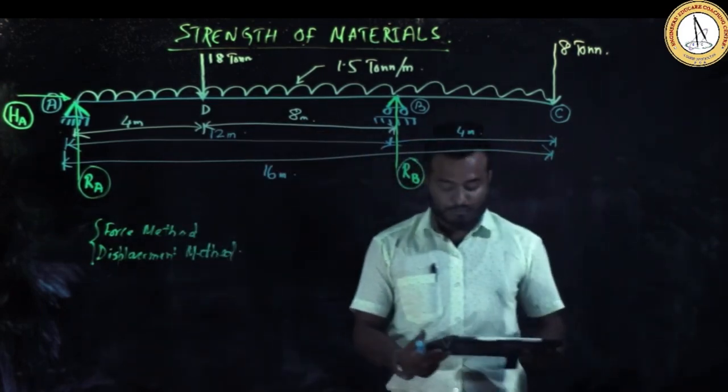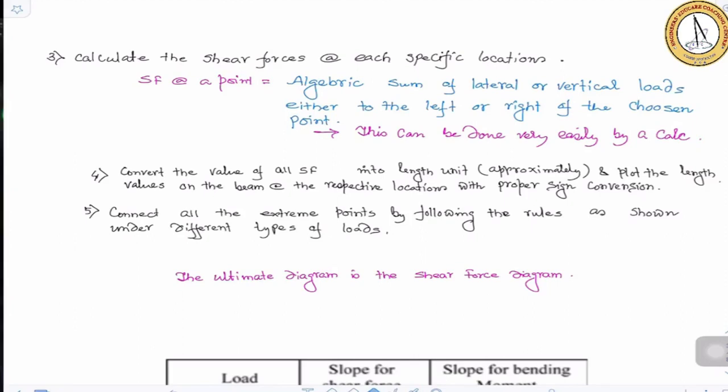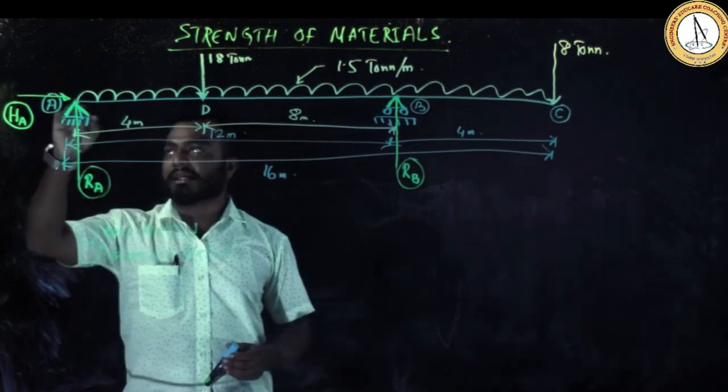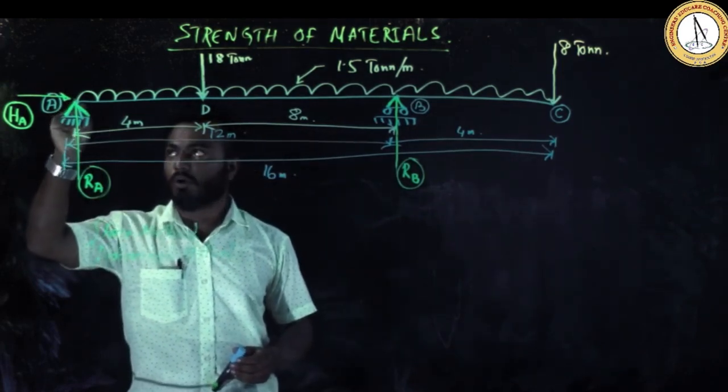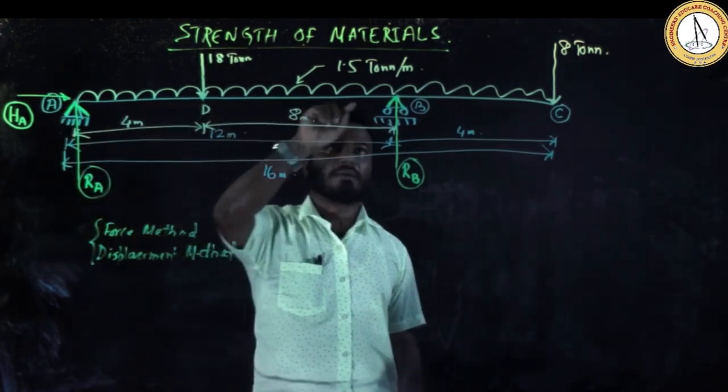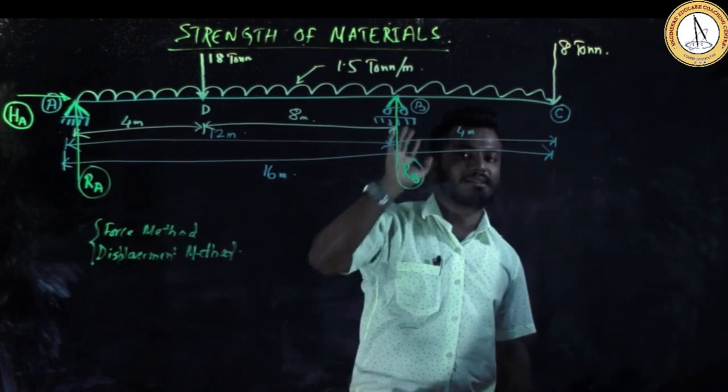Step number 4. Look at the screen. Step number 4 is saying that convert the values of all shear force into length unit approximately, not by scale. That's why it's saying approximately. And plot the length values on the beam at the respective location with proper sign convention. Now look at the board. What he is saying? Once you calculate the shear force at A, that will be a force value, because shear force is force. Similarly, shear force at D is force. Shear force at B is a force. Shear force at C is a force.